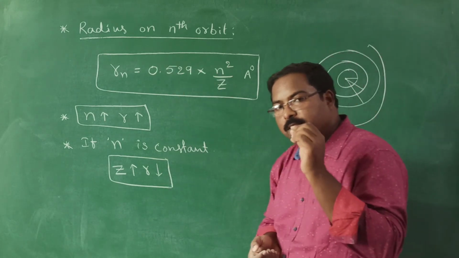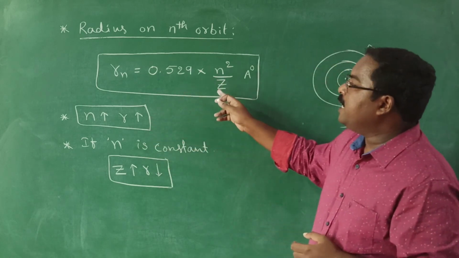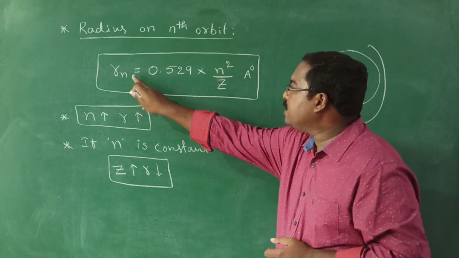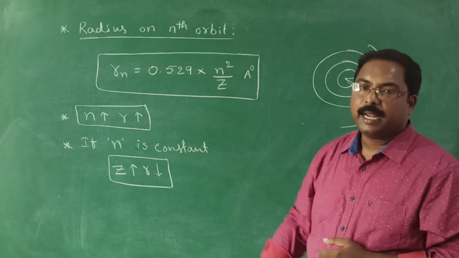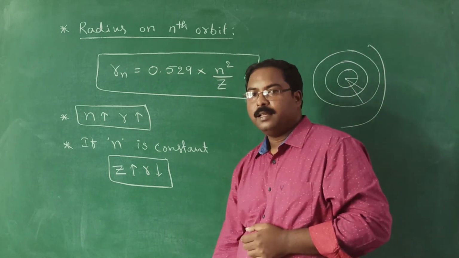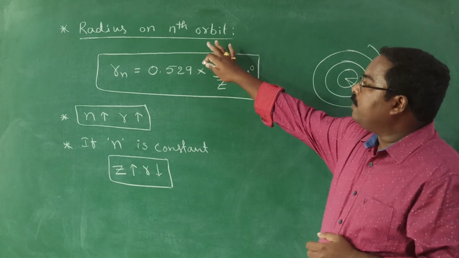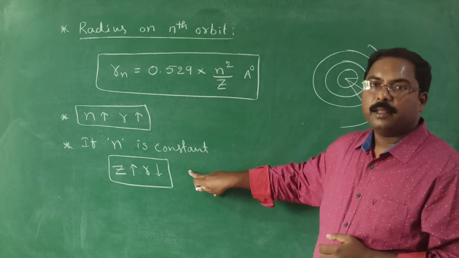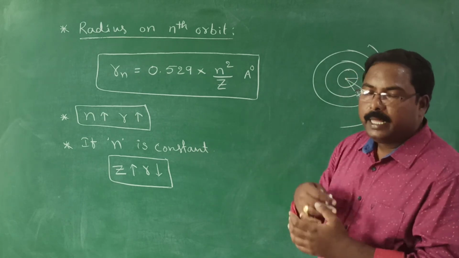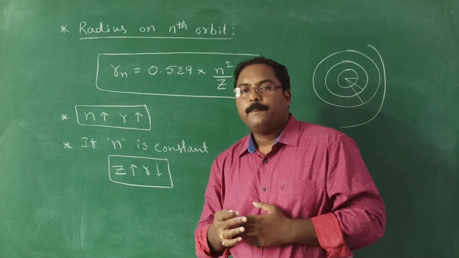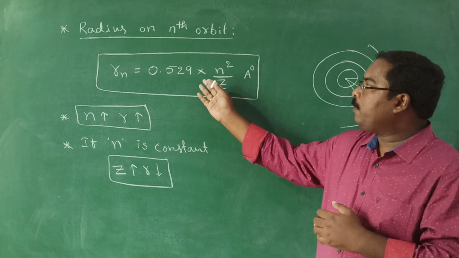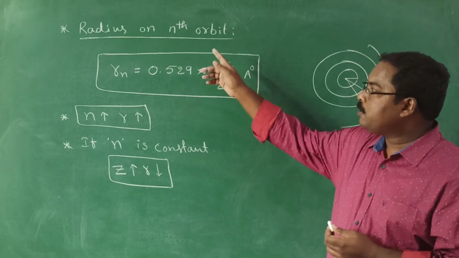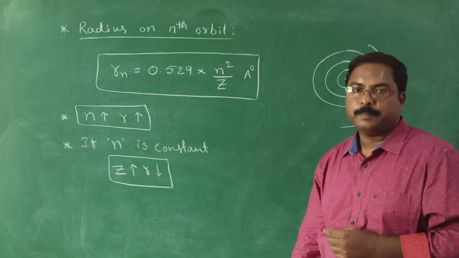So that is why I gave the relation: radius is directly proportional to n square and inversely proportional to atomic number. Got it? This is also a very important thing to note, so note it down clearly. After completing this Bohr's model, we will solve all the formula-related numericals at a time. So first note down these formulas clearly.